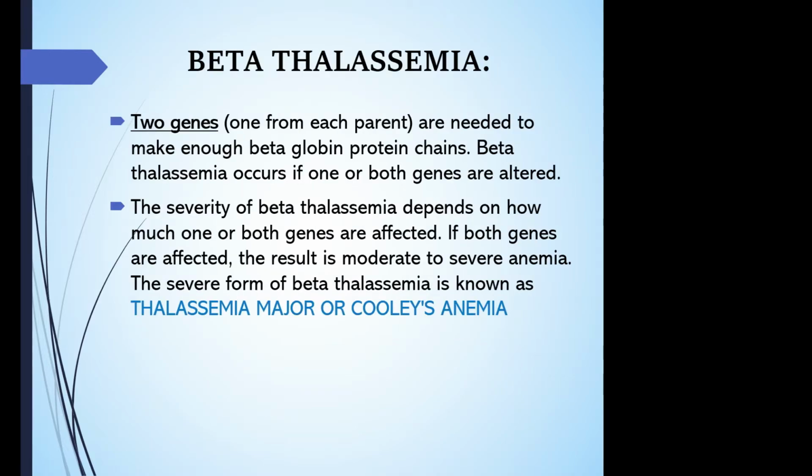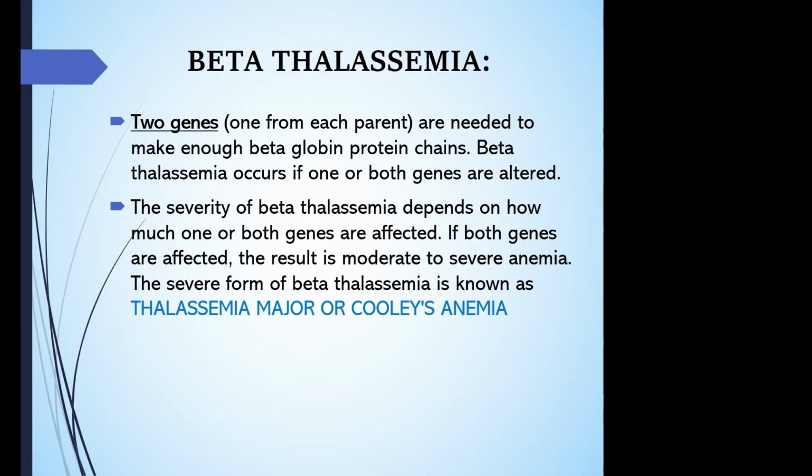Now come to beta thalassemia. 2 genes are needed, as we know, to make enough beta globin chain, one from each parent. Beta thalassemia occurs if one or both genes are altered. The severity of beta thalassemia depends upon how much one or both genes are affected. If both genes are affected, the result is moderate to severe anemia. The severe form of beta thalassemia is known as thalassemia major or Cooley's anemia.